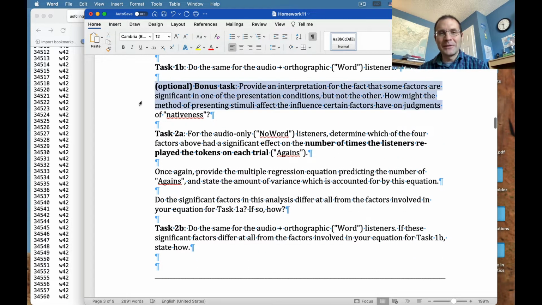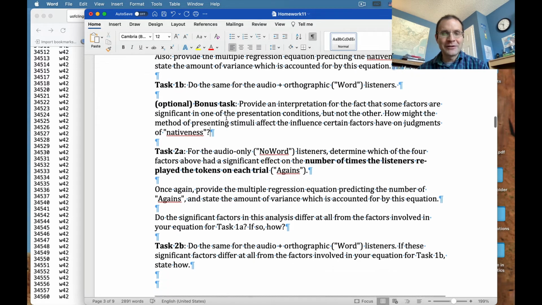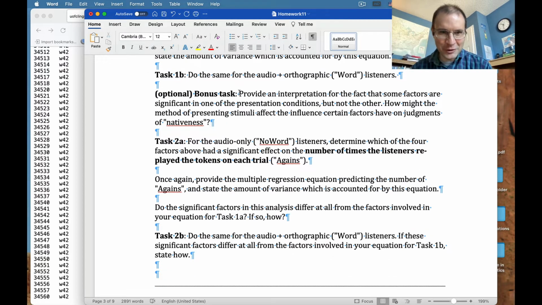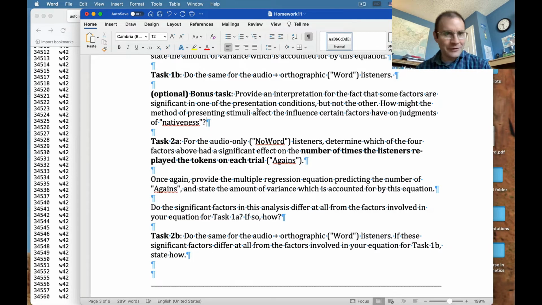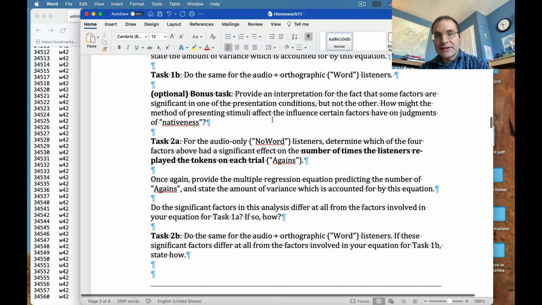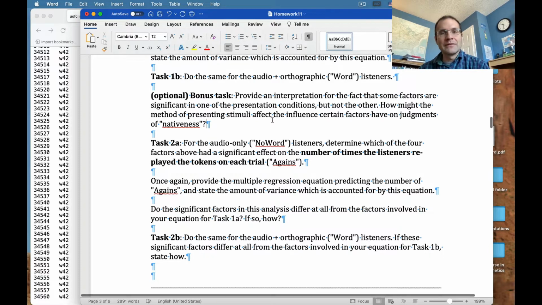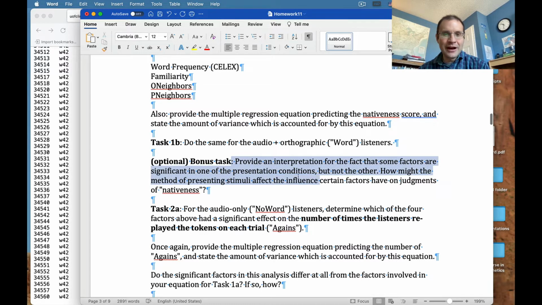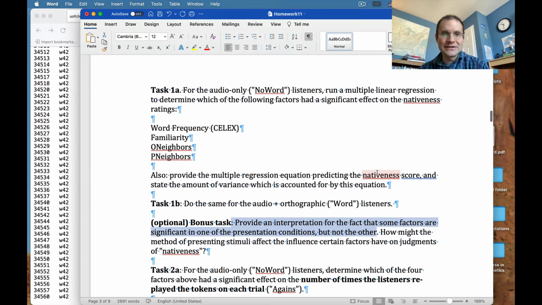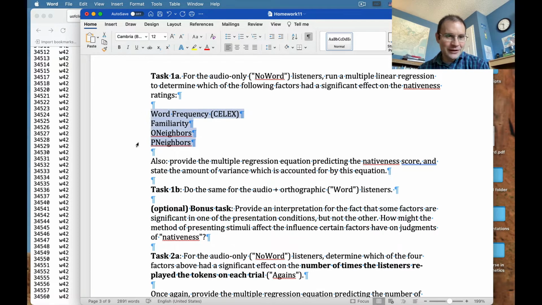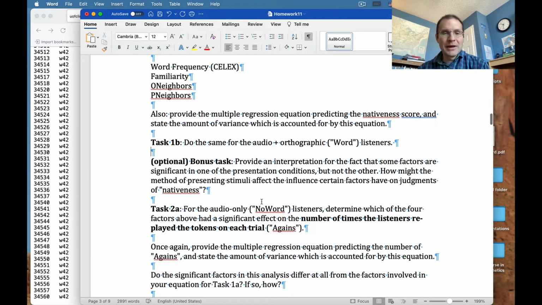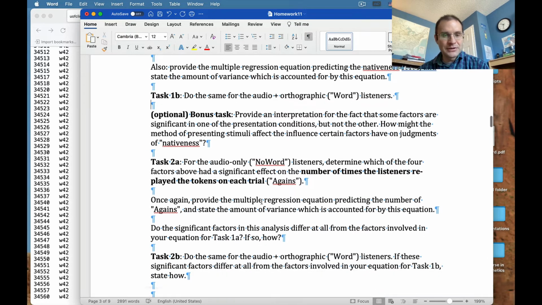And then optionally, there's a bonus task. You'll get bonus points on your grade for this, but there are a number of different bonuses for this homework in general. But this first bonus is to provide an interpretation for the fact that some factors are significant in one of the presentation conditions, but not the other. So how might the method of presenting stimuli affect the influence certain factors have on judgments of nativeness? Basically, when you run these 2 different regression analyses, you're going to get one set of significant effects here, and then a different set here. So try to come up with an answer for why that's the case. How might the method of presenting stimuli affect those judgments of nativeness?